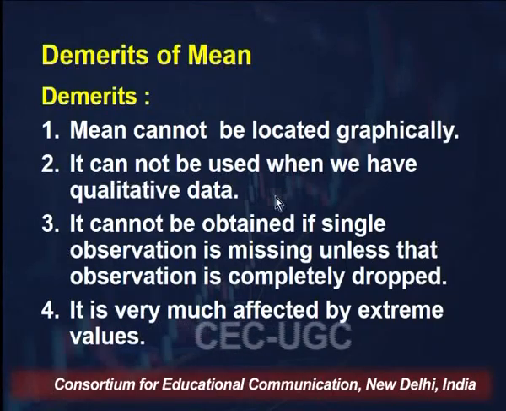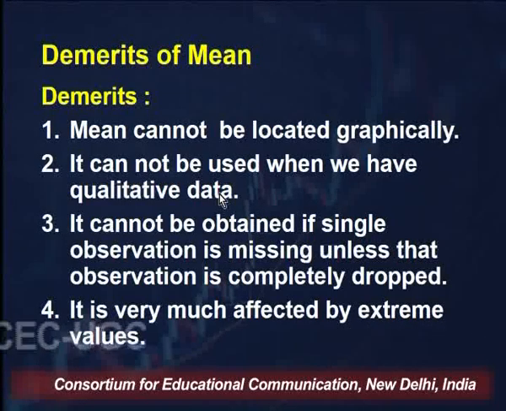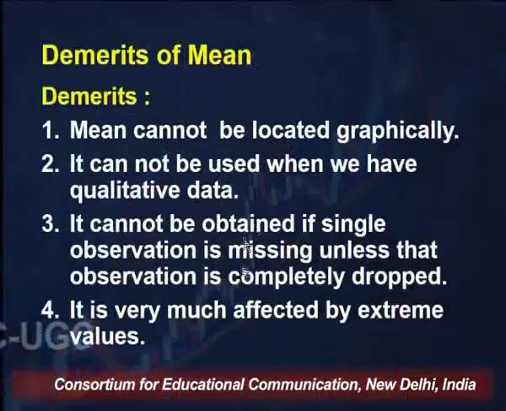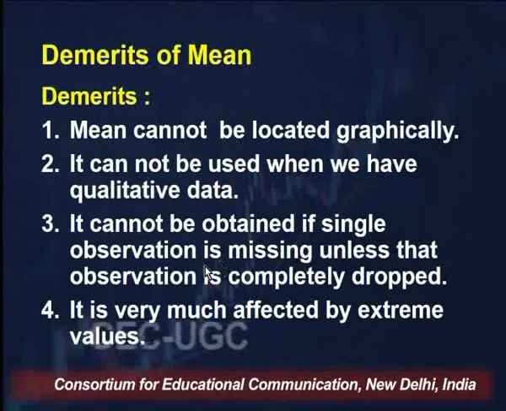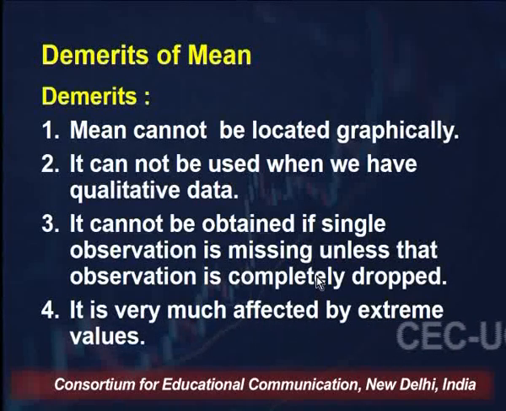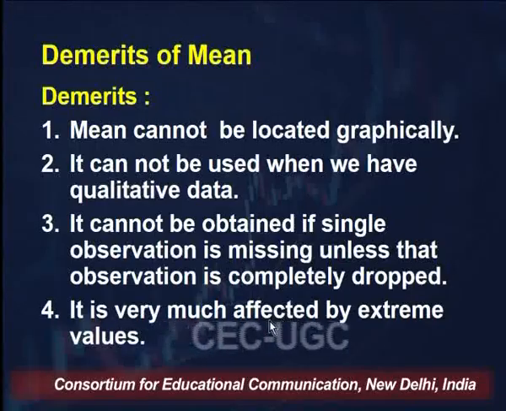The demerit is that it cannot be located graphically. There are certain measures which can be located graphically. It cannot be used when we have qualitative data. Suppose you have the favorite color, and the colors are blue, green, white, orange, then I cannot obtain the mean of that kind of data. It cannot be obtained if a single observation is missing, unless that observation is completely dropped. So if one of the observations is by chance missing, I have to completely drop that observation and then find the mean of the remaining observations. And it is very much affected by extreme values.